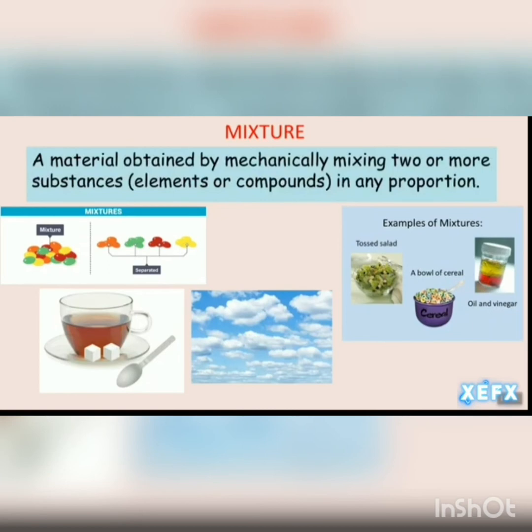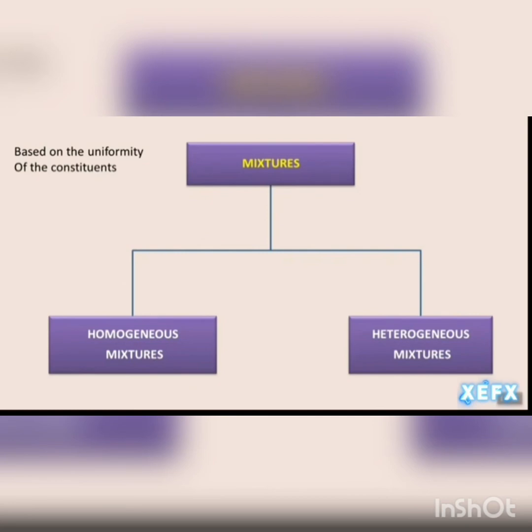Now we see the mixture. Kindly see this figure. A material obtained by mechanically mixing 2 or more substances in any proportion, in any quantity, is known as a mixture. It is very important to know the examples. You can see the picture. Now, based on the uniformity of the constituents of mixtures, there are homogeneous mixtures and heterogeneous mixtures.